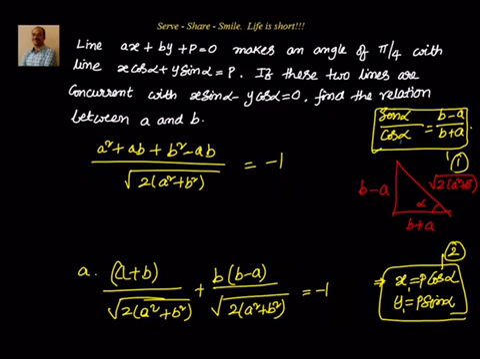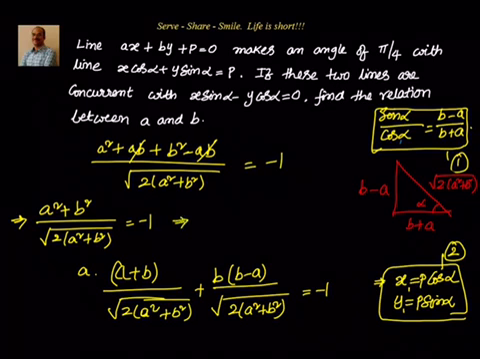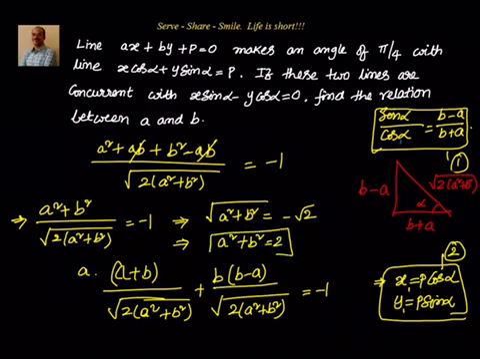Can I simplify anything here? ab cancels, and we get a square plus b square divided by square root of 2 into a square plus b square is equal to minus 1. We simplify this. Root of a square plus b square will go one time. I will get root of a square plus b square is equal to minus of root 2. You square it on both sides, you get a square plus b square is equal to 2. So the relation between a and b in this particular scenario is a square plus b square equal to 2.